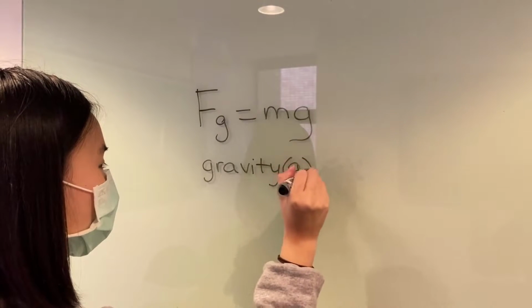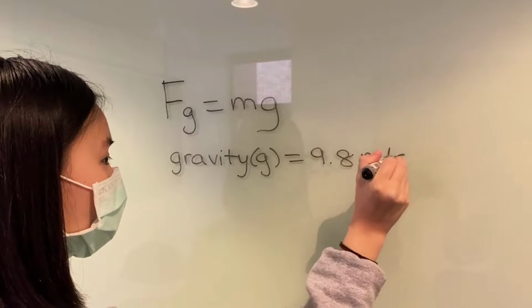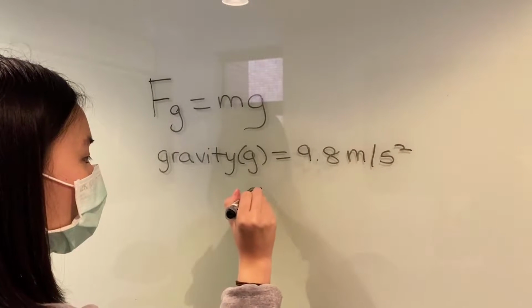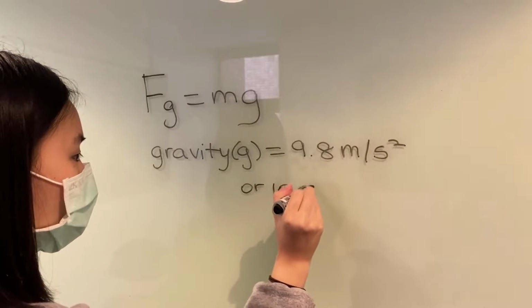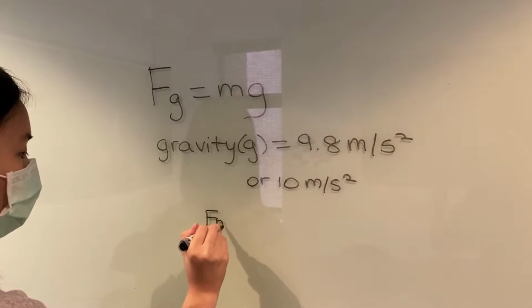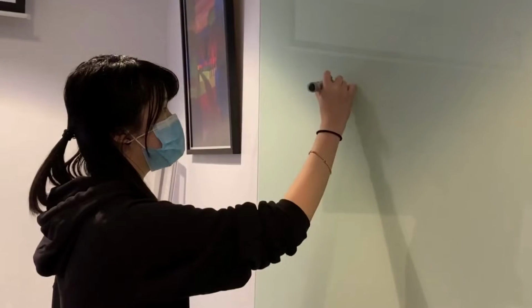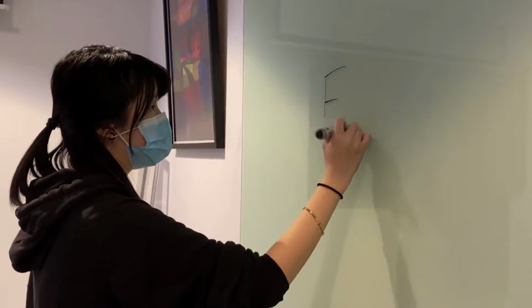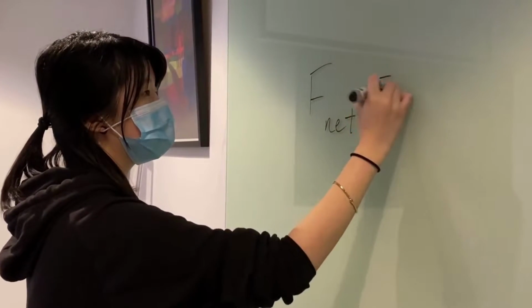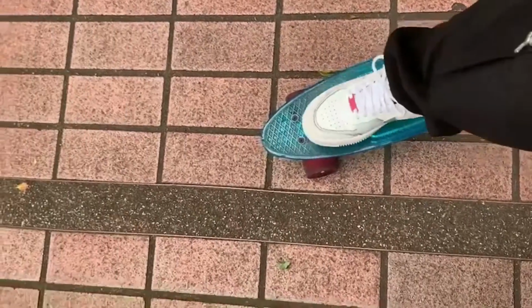Gravitational force is measured by the formula force gravity equals mass times gravity. Gravity's acceleration on Earth is about 9.81 meters per second squared, and is often rounded up to 10 meters per second squared. Normal force exerted on the skateboard is equal to the gravitational force. The total magnitude of forces acting on the skateboard can be calculated with the formula for net force. Net force equals mass times acceleration.